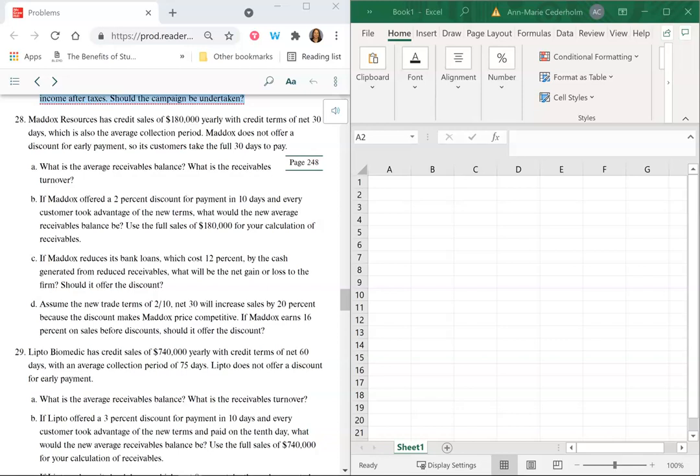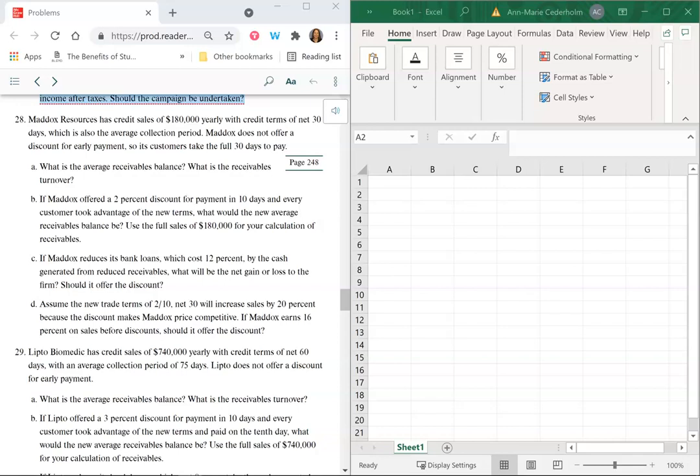In this video, we're going to look at the opportunity of Maddox Resources offering a discount. We're doing an analysis to see what we can do with the extra cash that Maddox would have by changing its accounts receivable and freeing up some cash. We'll look at what that looks like when we invest the cash, and also if there are any charges that need to be made by doing this new policy.